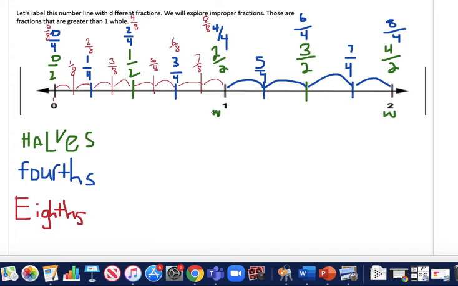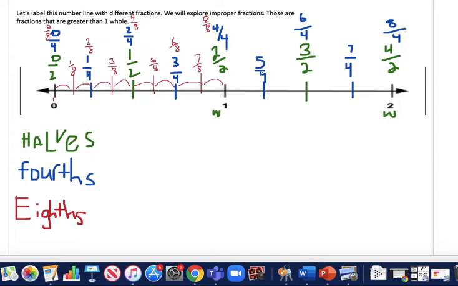Now, we were talking about improper fractions. All of these fractions from 0 to 1 whole are not improper because the numerator, the top number, is not larger than the denominator. But we're going beyond 1 whole with 8s. So we need some improper fractions. So I need to be able to make equal parts. Actually, because we're talking about 8s, I need to make 8 equal parts between 1 whole and 2 wholes.